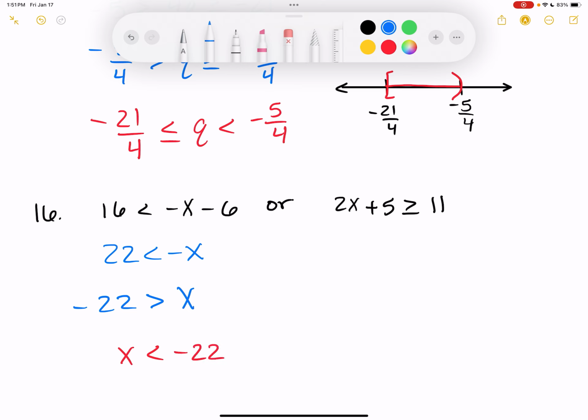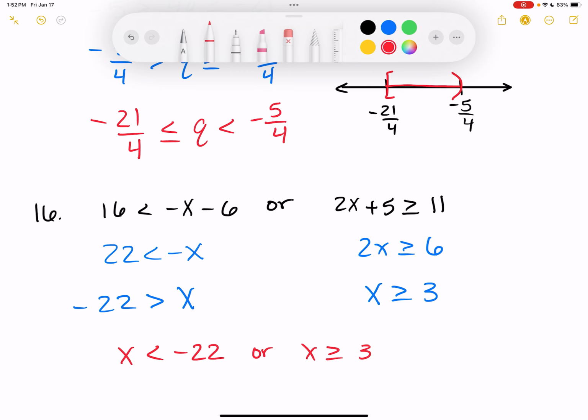Now, over here, I'm going to work the other one down. So I'm going to subtract 5. So 2x is greater than or equal to 6. Divide by 2. So x is greater than or equal to 3. So my answer is x is less than negative 22 or x is greater than or equal to 3.